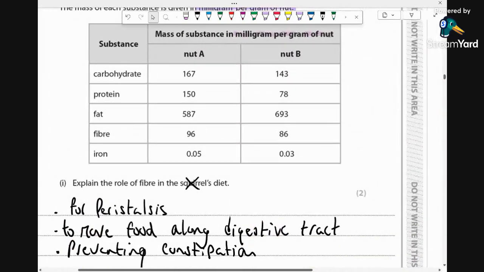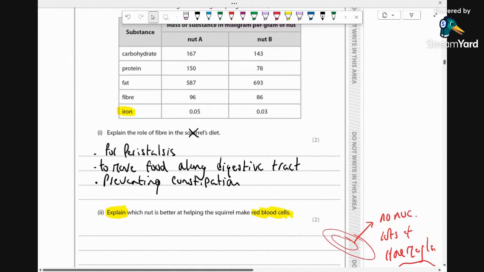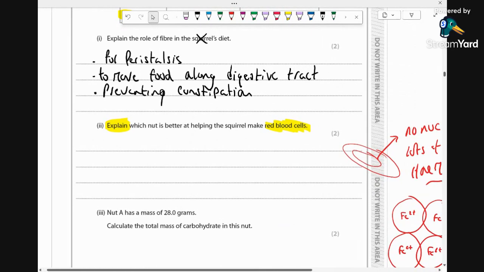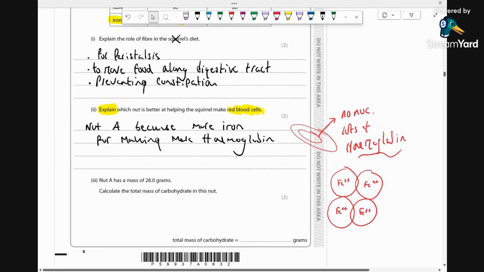So basically, this is saying, do you know hemoglobin contains iron? And if so, which of these nuts is going to be more beneficial to make red blood cells? The answer is the higher number, so nut A. So I would say nut A, because, so we need to explain it, there is more iron for making more hemoglobin to carry oxygen, which of course is the whole point.